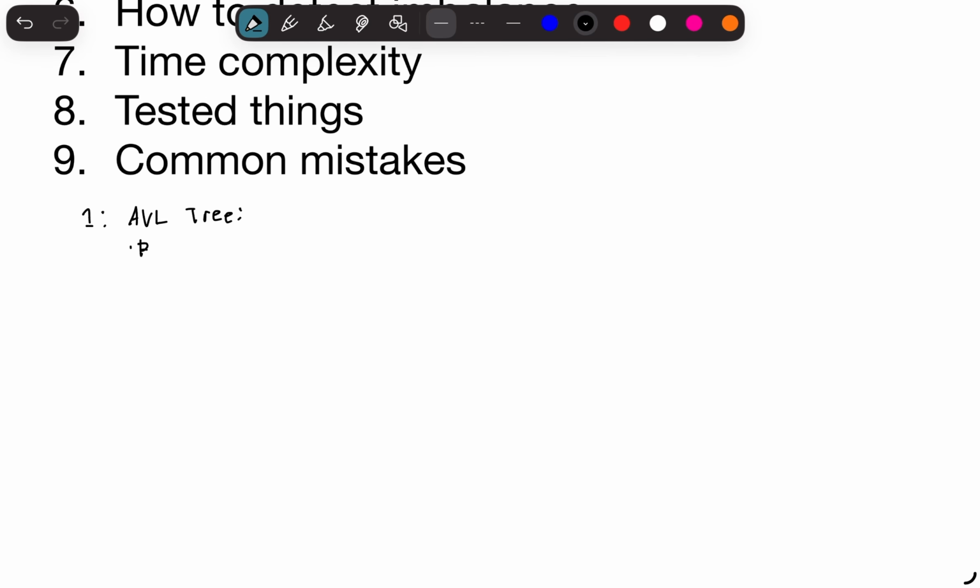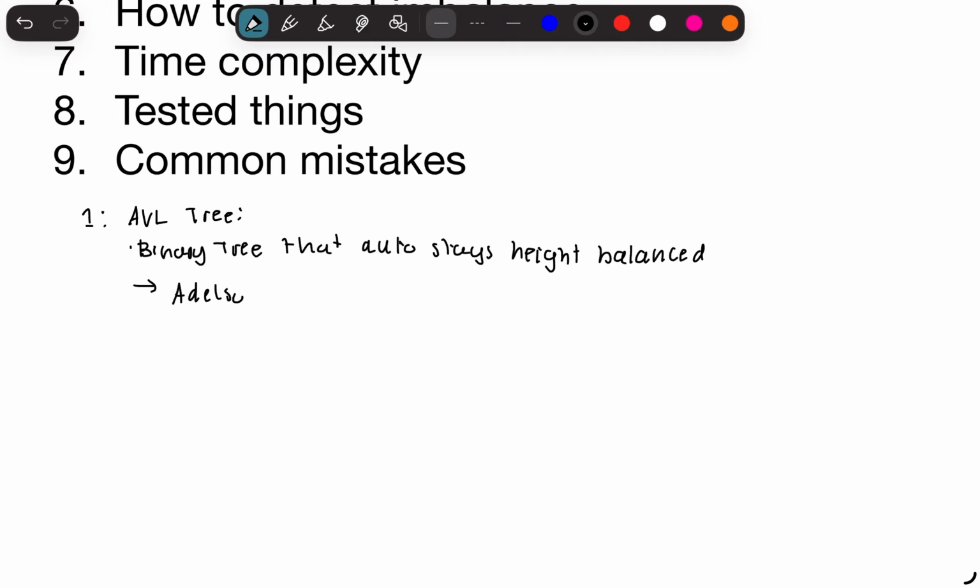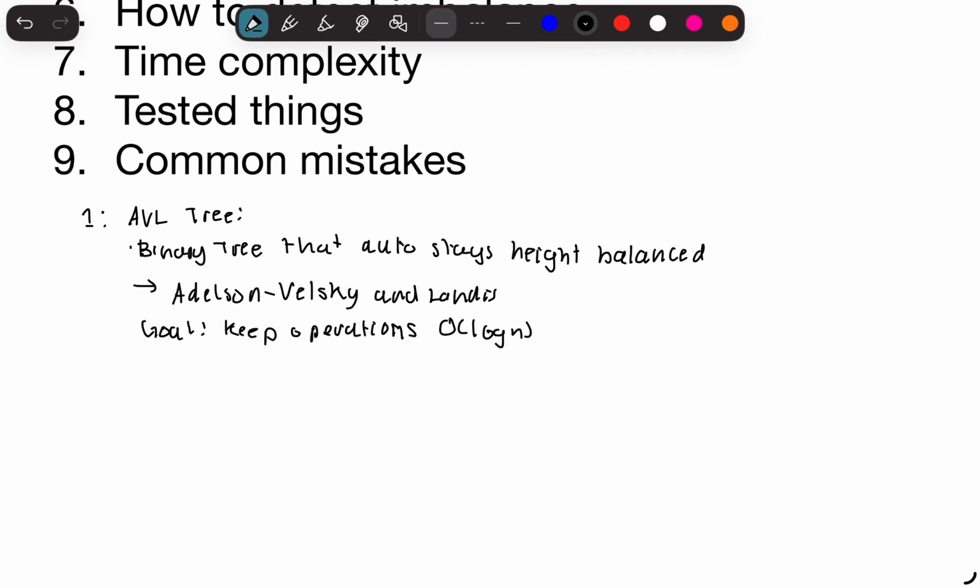It is a binary tree that automatically stays height balanced. So it's a self-balancing binary tree. It gets its name from Adelson, Velsky, and Landis. And the goal is to keep operations O of log n. I meant to say O log n.